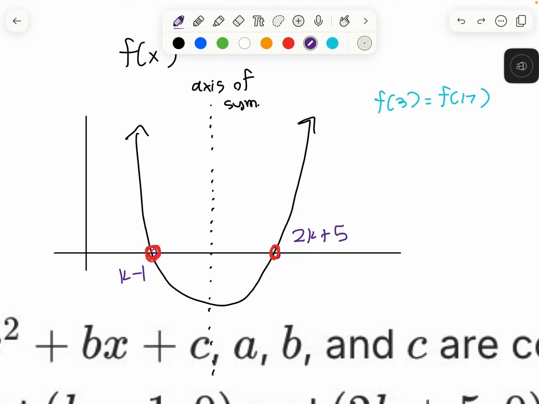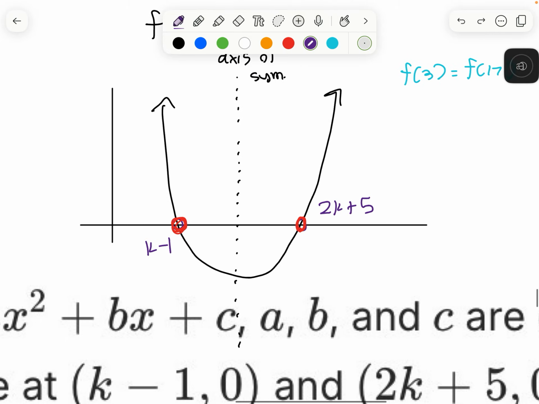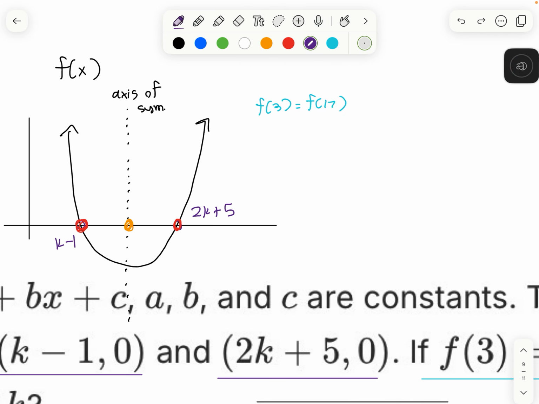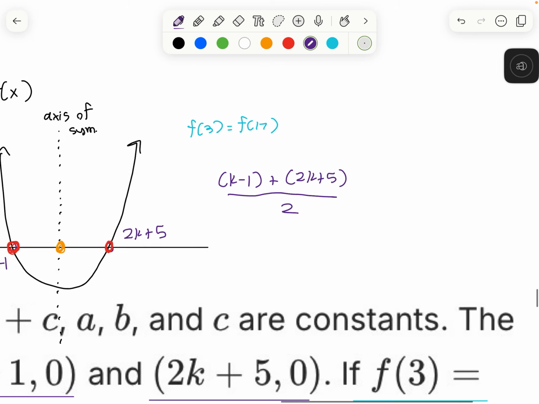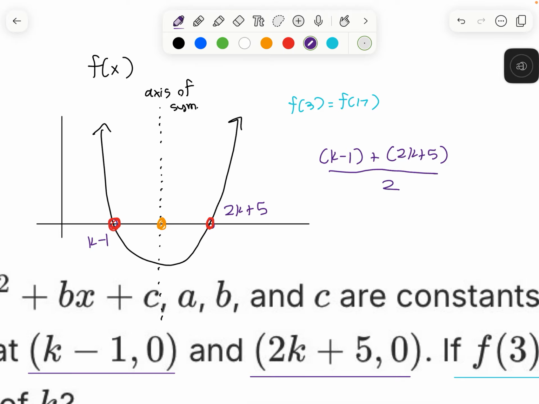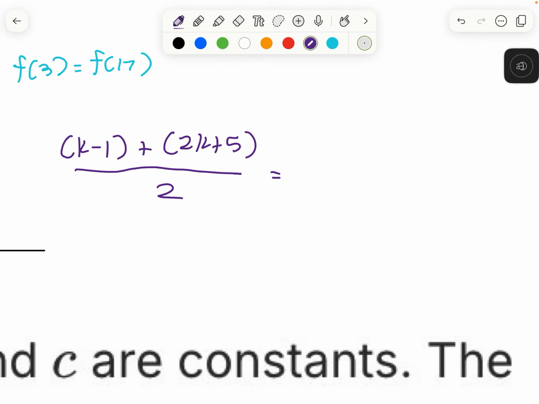So, how do you know what the actual axis of symmetry is? Well, think about it. What is a formula we can use to find the midpoint, or the middle of two other points? It's the midpoint formula. So if you apply that here, we get k minus 1 plus 2k plus 5, divided by 2, because the midpoint formula is the first point plus the second point divided by 2. When you do that, you get 3k plus 4 divided by 2.